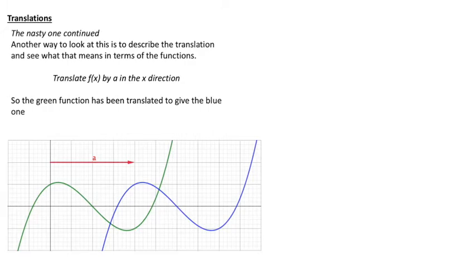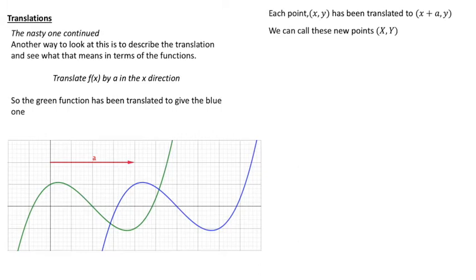So the green function has been translated, moved up 1 in the x direction. By a, sorry, not by 1. So each point, x, y, has been translated to x plus a, comma y. Well, that makes sense. We're translating the whole thing by a, so we're translating each point by a. And if we call these new points capital X, capital Y, then we know that capital X is equal to little x plus a, and capital Y is equal to little y, because they are the same points as the translated ones on the line at the top of this column.